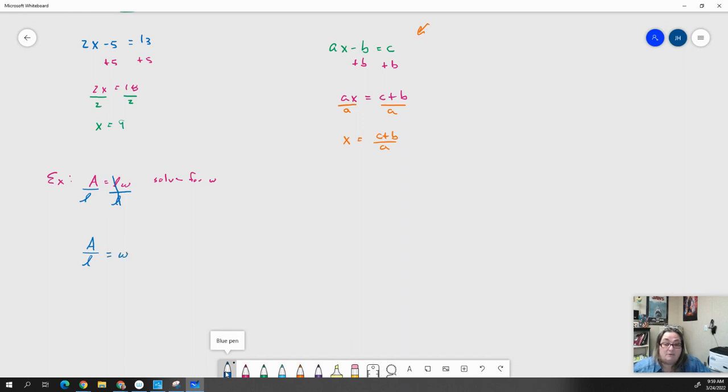equals W. If you pay attention to this, the equal sign can work either way. I could write this as A over L equals W, or I could write it as W equals A over L. It's an equal sign. We can interchange them. Either form is a correct solution. But the idea is you want W, whatever it is you're solving for, and in this case that's W, to be the only thing left on that side of the equal sign.